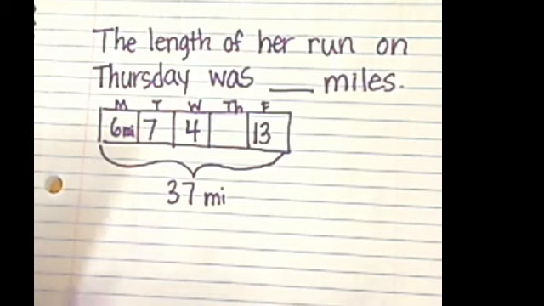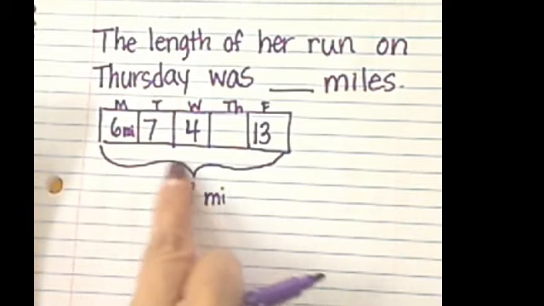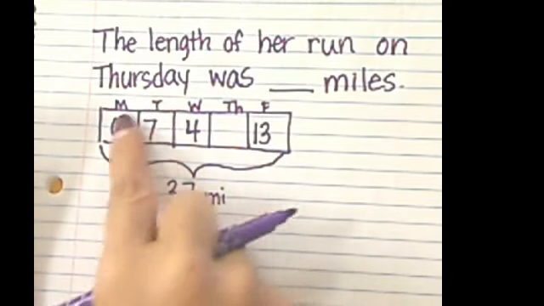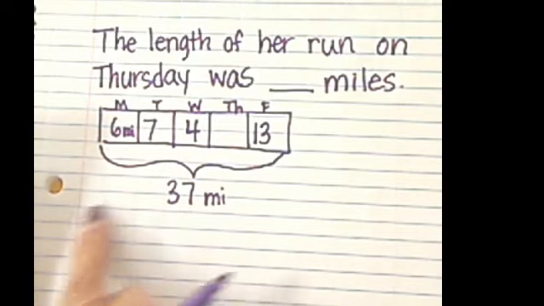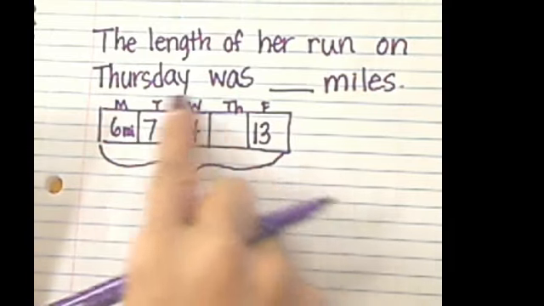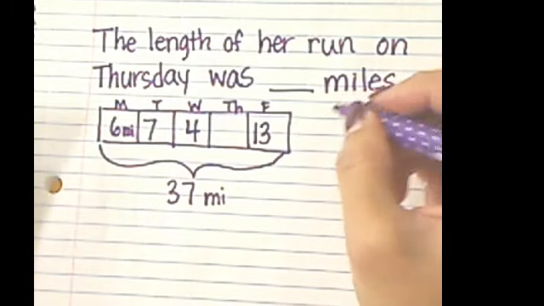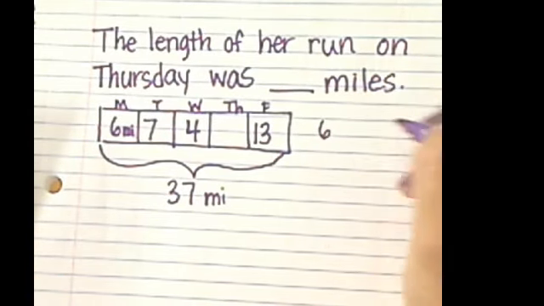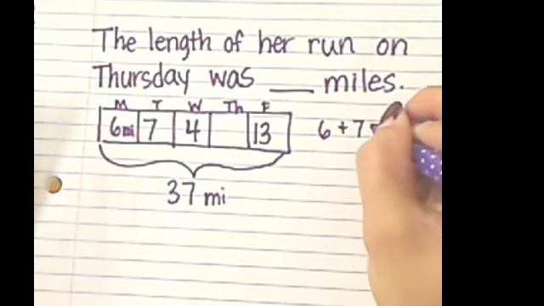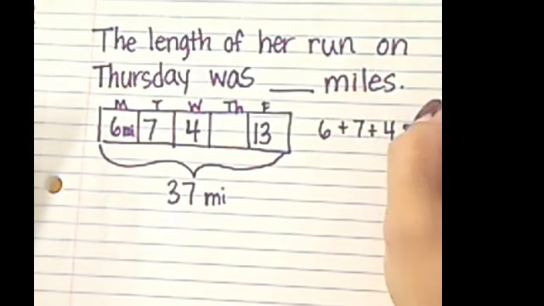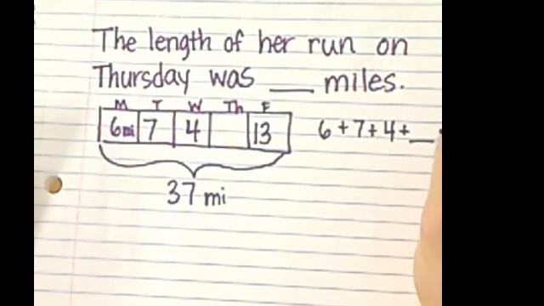So what am I going to do now? If I know the total is all of the days combined, then I probably could add all of these up to get 37. So let's add them up. 6 plus 7 plus 4 plus something plus 13 is going to equal 37.